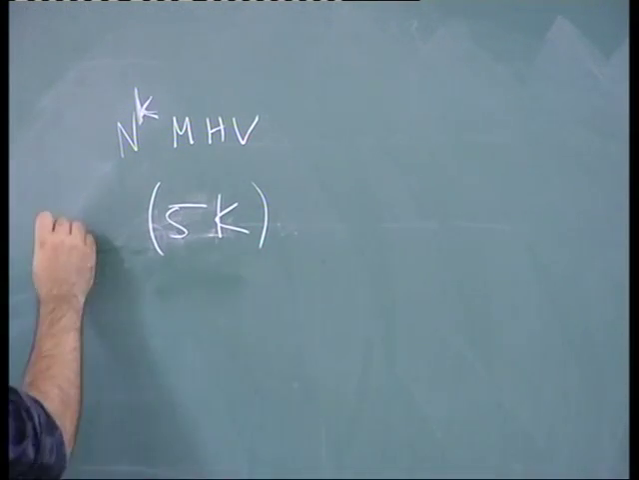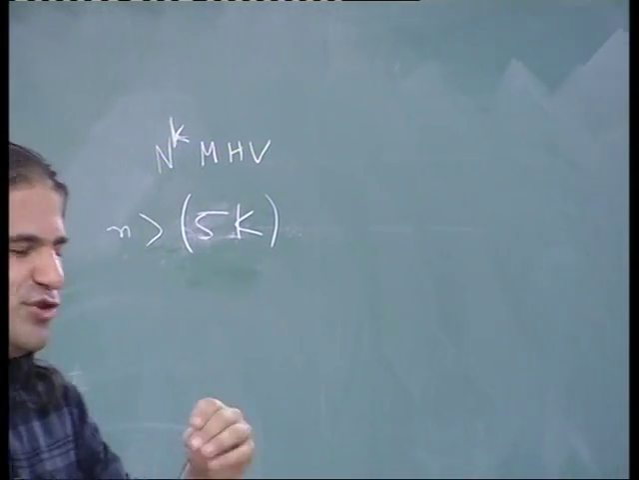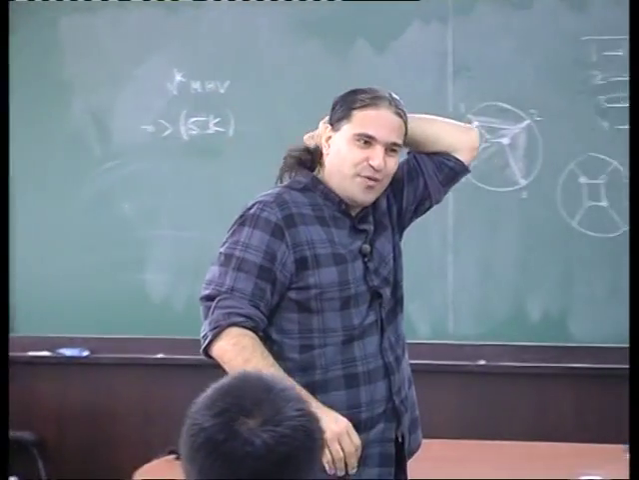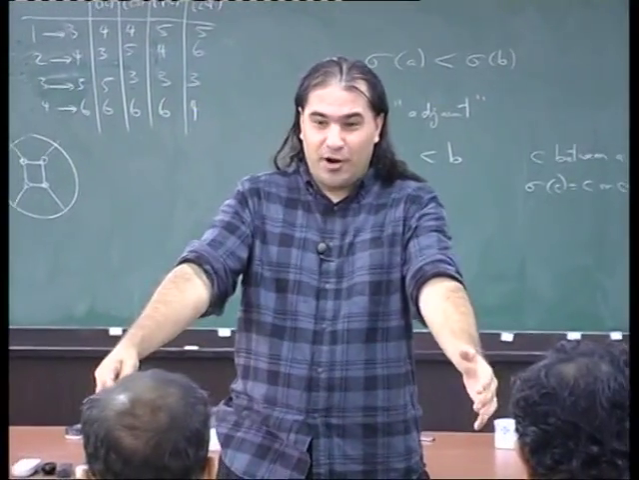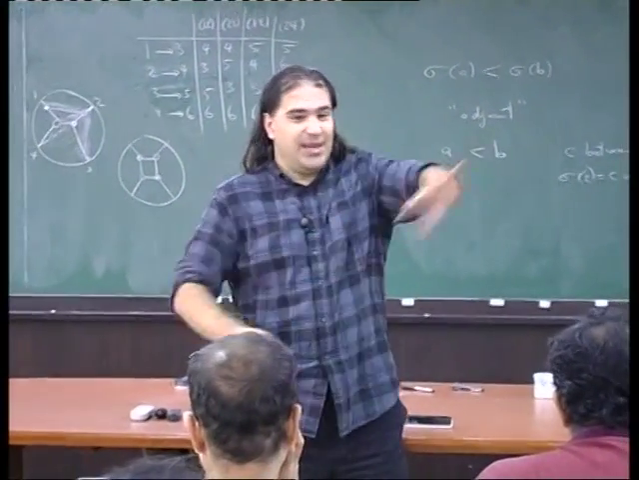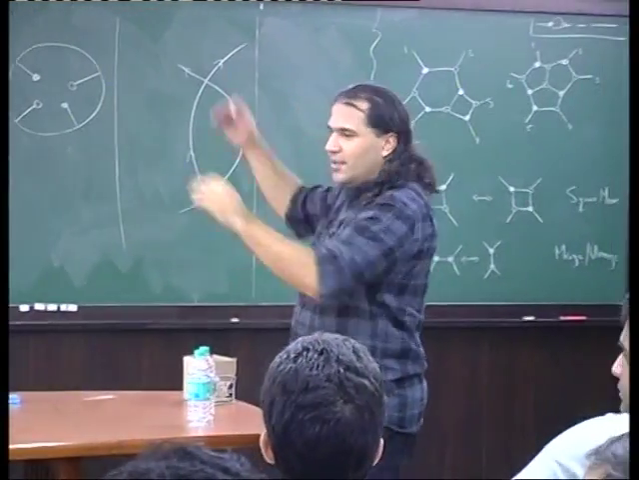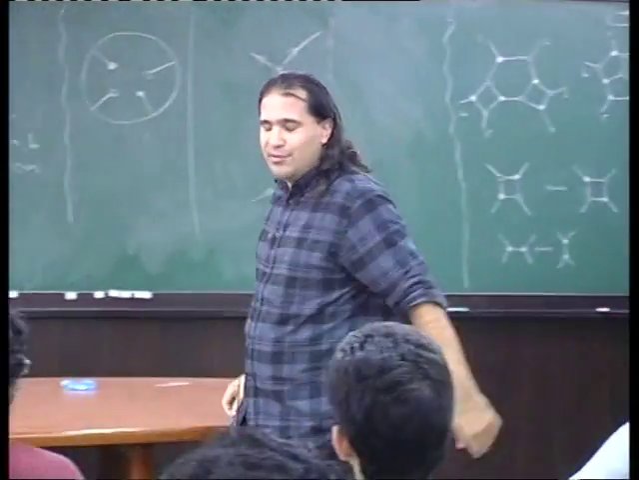So if you have n bigger than 5k, it's not just that things run out past a given loop order. They even run out past a given number of particles. So if you're doing next-to-next-to-MHV, you do things up to 10 particles, a fixed number of loops, and then anything beyond that is just relabeling of the objects you have. But the classification of all these objects, everything that shows up, is what we can now do.